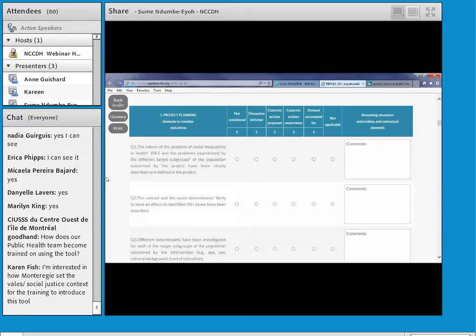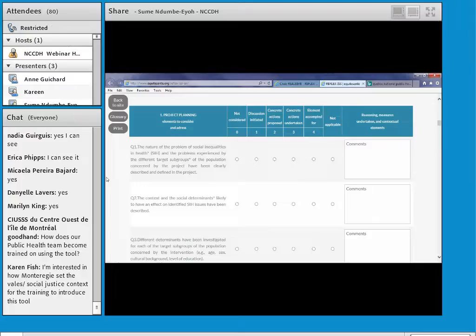So for your team, if you were going through this tool, under the project planning section, it says, elements to consider and address. The first question is: the nature of the problem of social inequalities in health and the problems experienced by the different target subgroups of the population concerned by the project have been clearly described and defined in the project. Exactly. So your team would have an opportunity to say yes, it's been considered, a discussion has been initiated, or concrete actions have been proposed.